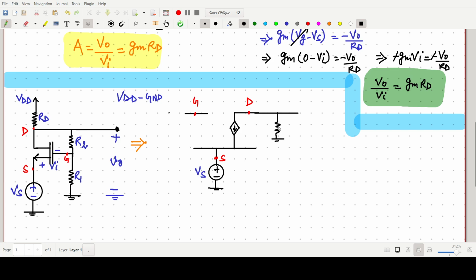Okay, so this one is nothing but simply your RD. And we are taking output from this point, that is our V naught. So make it V naught. Clear, this point is V naught, this point is V naught. Now see, drain and gate are connected through the resistance R2. Drain and gate is connected through a resistor R2.